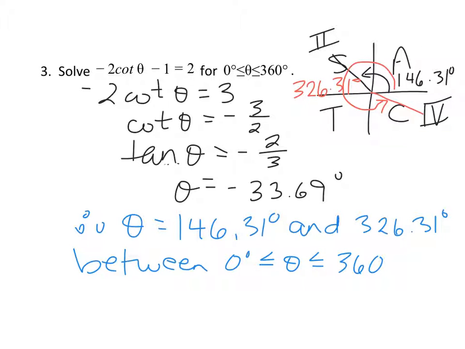It helps to have a therefore statement, so therefore theta is equal to 146.31 and 326.31 degrees between 0 and 360 degrees. I'm hoping that you're seeing that this is not actually that difficult. We just have to find out what the terminal angles are for a given trigonometric ratio.